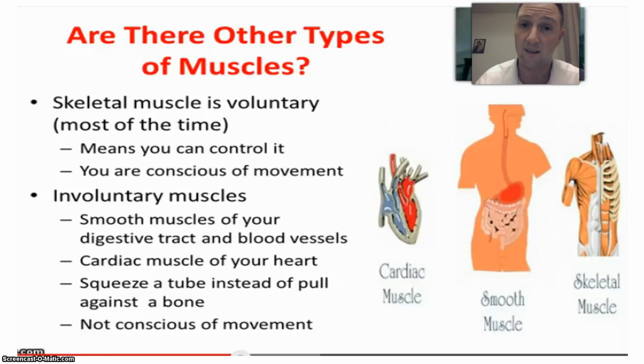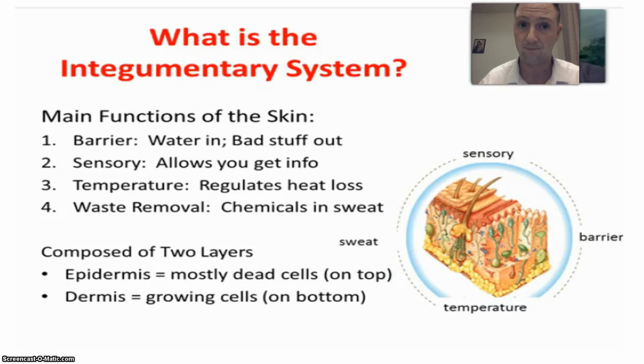Cool? There's voluntary and involuntary muscles. The important distinction to understand: you've got cardiac, smooth, and skeletal. Good? Alright. The integumentary system.